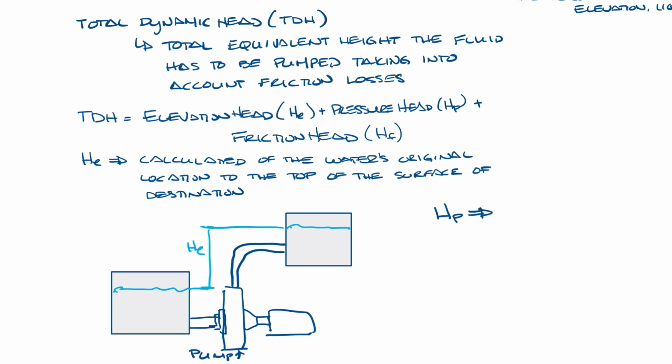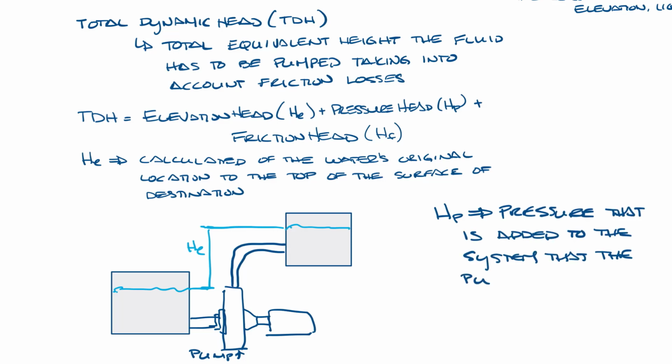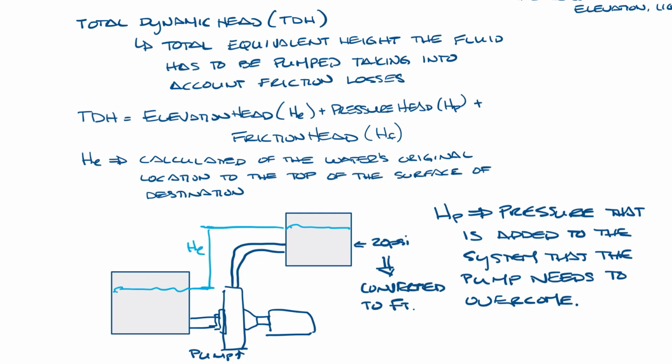Next we have pressure head. Pressure head is the pressure that we want to add to the system or pressure that our pump needs to overcome. For instance, if you're pumping into a tank that is pre-charged with 20 psi of pressure, you have to overcome that pressure as well. So you'll need to convert psi to feet here. I won't get into the details, but for water, 1 psi is 2.31 feet, so 20 psi is about 46 feet. Let's scoot this over one more time and talk about friction head.